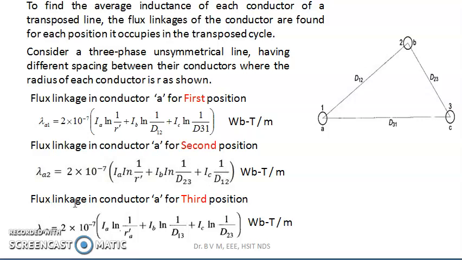Similarly, you can find out the flux linkages in conductor A for the third position. Lambda A3 is equal to 2 into 10 raised to minus 7 [IA log of 1 by R dash plus IB log of 1 by D13 plus IC log of 1 by D23]. Now we'll take the average of all these three. Lambda A is equal to lambda A1 plus lambda A2 plus lambda A3 divided by 3.